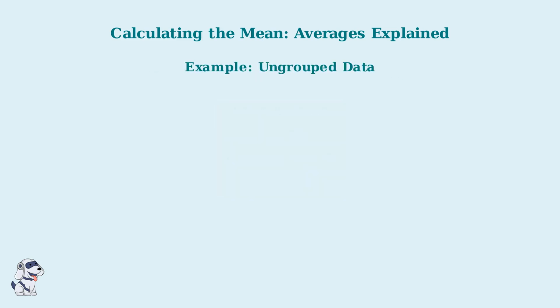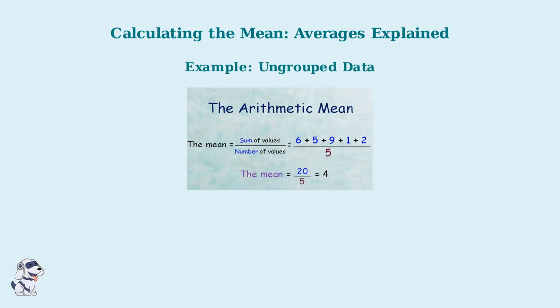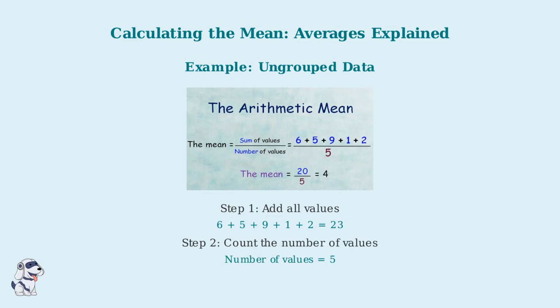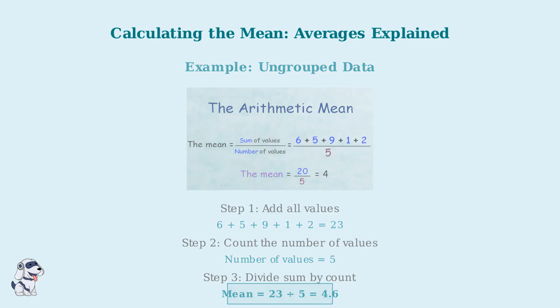Let's work through a concrete example. We have the numbers 6, 5, 9, 1, and 2. To find the mean, we first add all these values together. Step 1, we add all the values. 6 plus 5 plus 9 plus 1 plus 2 equals 23. Step 2, we count how many values we have. In this case, we have 5 numbers. Step 3, we divide the sum by the count. 23 divided by 5 equals 4.6. This is our mean value.